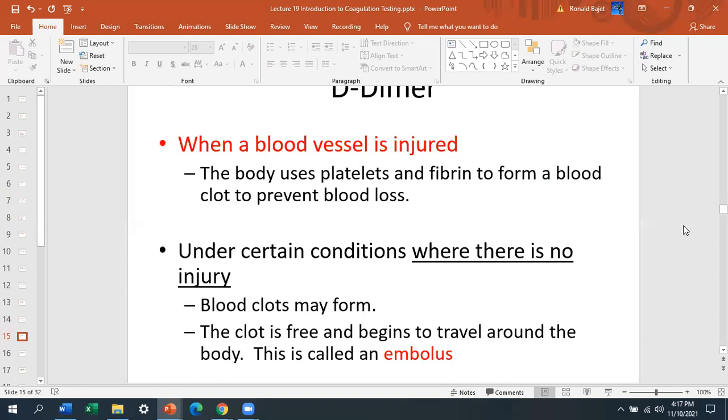Okay, but in D-dimer, what happens is, if you don't have an injury, and if you have blood clots forming spontaneously, the clot is free and begins to travel around the body. You don't want that. You don't want clots to be forming spontaneously, and that's called an embolus. If you have blood clots forming spontaneously, just like right now, listening to lectures, and all of a sudden your blood decides to clot, that's bad. So that means you're going into DIC. It's critical value situation, and you need to address it immediately, because the chances of survival untreated is very low.